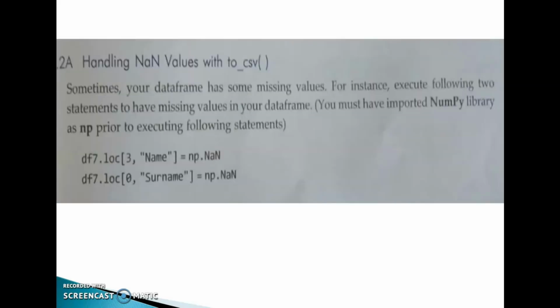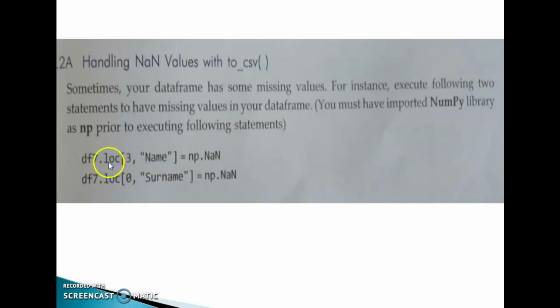Then how can we handle NaN values with this to_csv function? How can we handle this NaN, not a number value? Sometimes your data frame has some missing values. For instance, execute the following two statements to have missing values in your data frame. You must have imported the NumPy library as np prior to executing the following statements. We already discussed this.